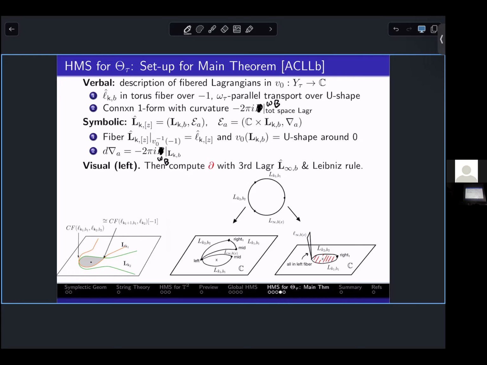Okay, so this completes the description of the Lagrangians in the Fukaya category of the mirror. Then the question is, what is the differential? The differential was 0 for the torus. It's definitely not 0 in the total space because you have this bigon right here.